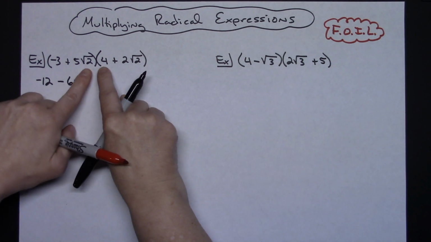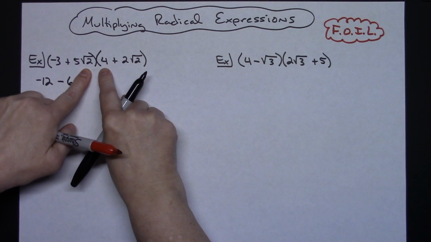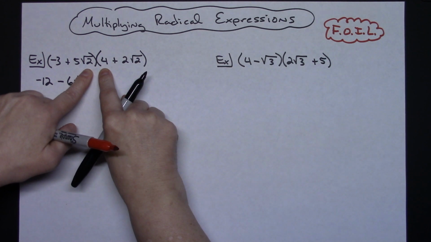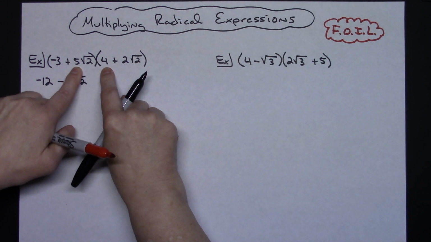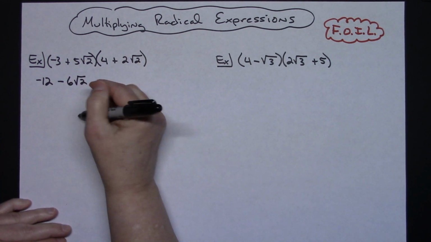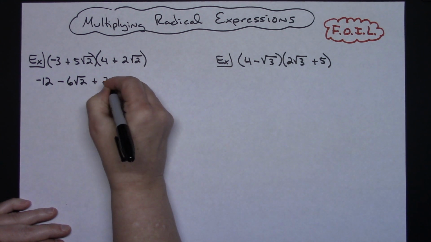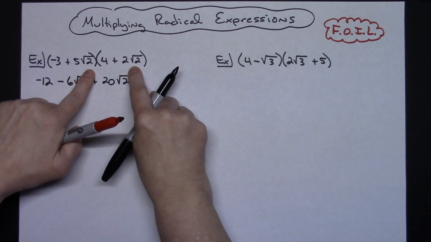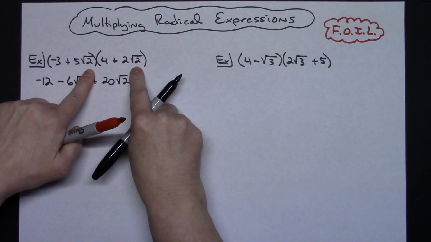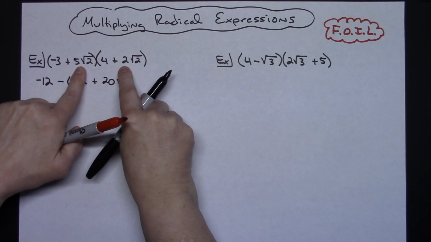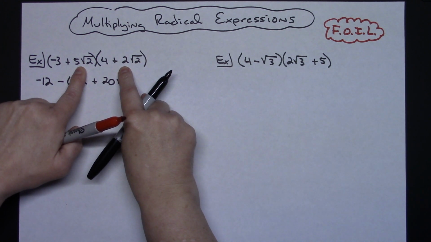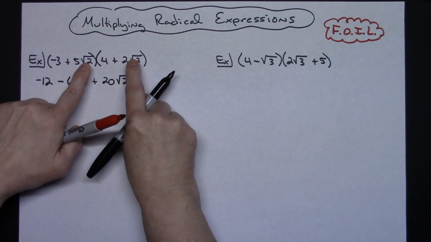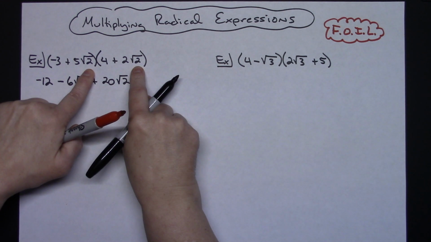On my inside terms, I've got the same thing. It's an integer here times a radical, so I'm going to multiply the numbers that are out in front and keep that radical. So I will have a plus 20 radical 2. Now on my last terms, for the L in FOIL, I'm multiplying two radicals. They have numbers in front, which tells me that I can multiply the numbers in front and I can multiply the numbers underneath the radical.